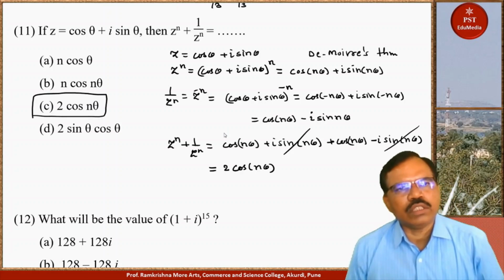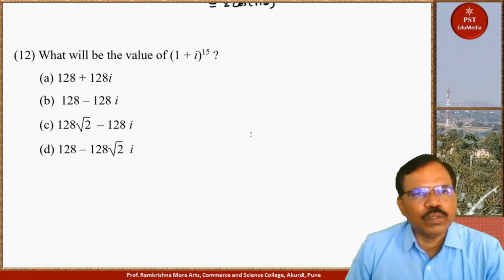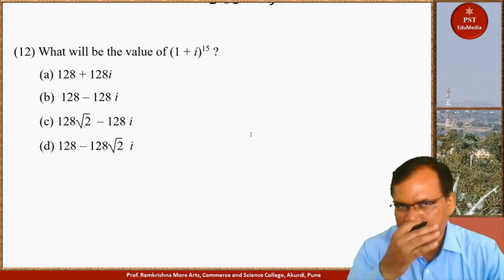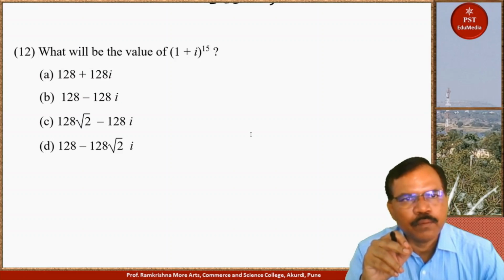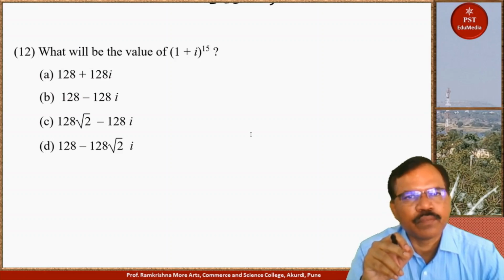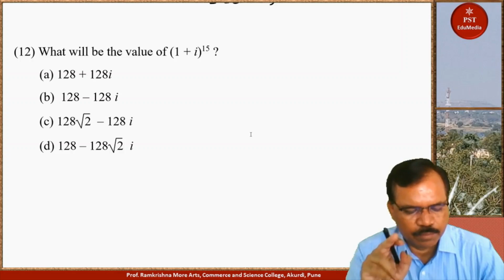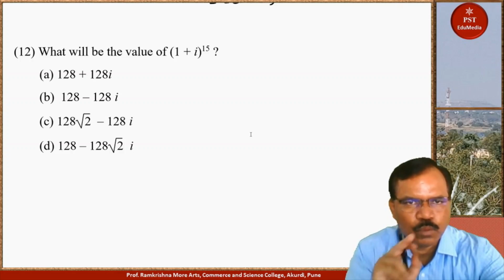2 times cos n theta. Now let us go to next one. What will be the value of (1 plus i) raised to 15? (1 plus i) raised to 15. So first we will convert that complex number 1 plus i into polar form.